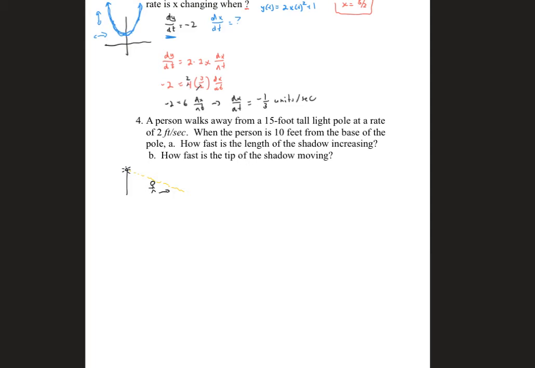So we're going to imagine that this person has a shadow. I'm going to make the shadow black over here, but he's also got this distance that he is from the light pole. So we need to name these things a little bit. We're going to call this distance right here x. We're going to say this length right here is the shadow, and the height of the light pole we know is 15.